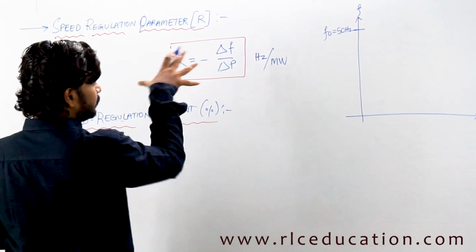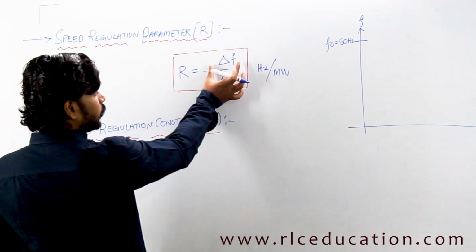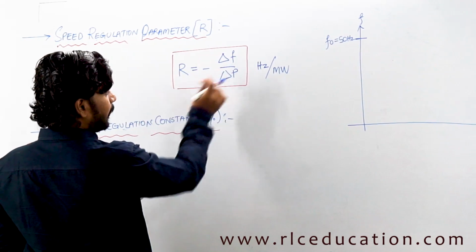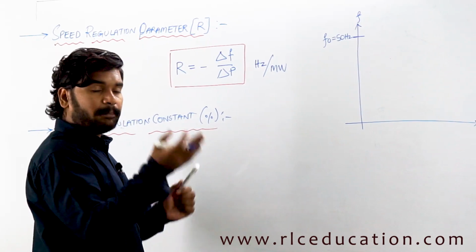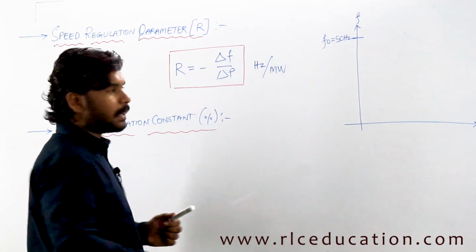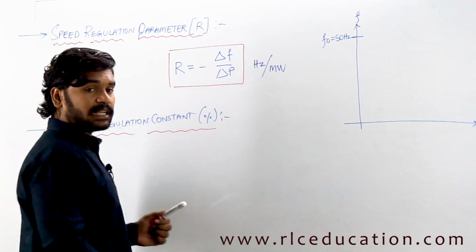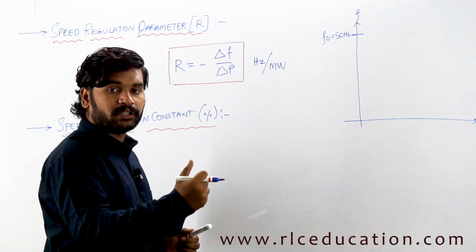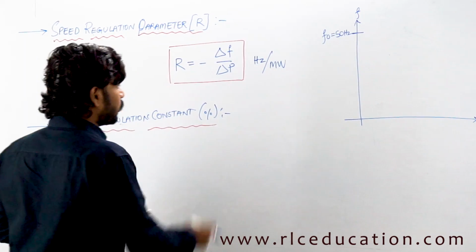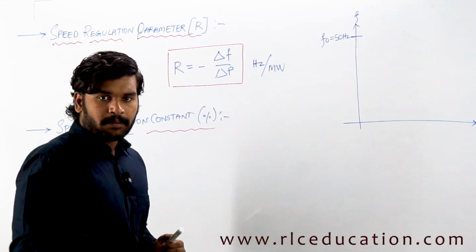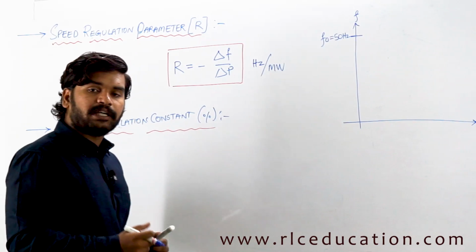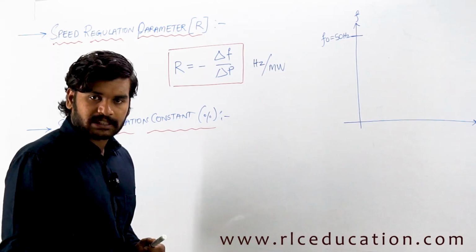Okay, so what does this basically signify? It is showing you delta F and delta P. Delta F is nothing but the change in frequency when the machine is operated from no load to full load, and delta P is the change in loading on the generator from no load to full load. That means this delta P, I can also say, is the rating of the machine, because the rating of the machine is always its full load capacity, isn't it?